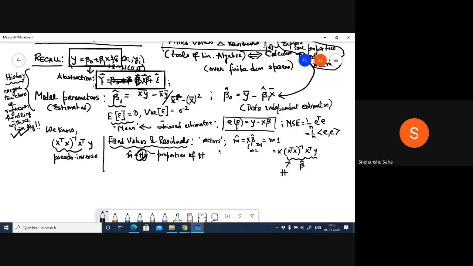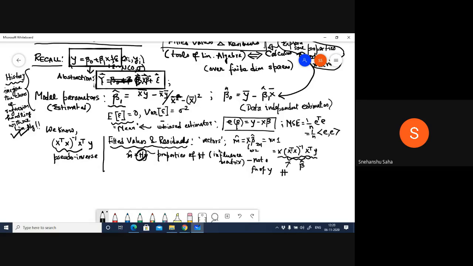If you recall, I also call this an influence matrix. I will tell you very briefly in a short while why this is called an influence matrix. This is not a function of y. This influence matrix is nothing but x times x transpose x inverse times x transpose, the whole thing.